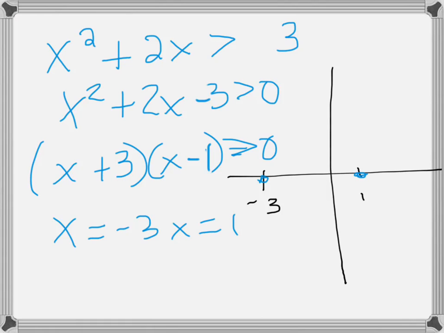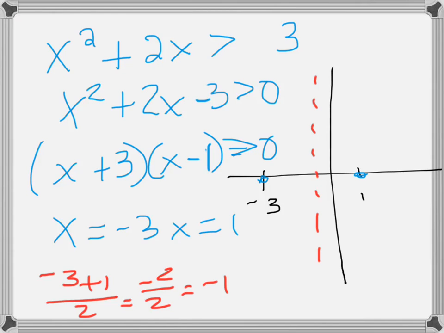We then plot these 2 points on the graph, negative 3 and positive 1, our 2 zeros, and then what we're going to do now is find the axis of symmetry. We do this by adding our 2 points together, negative 3 plus 1 divided by 2, which gives us negative 2 over 2, which gives us negative 1. So our vertex will be located on the axis of symmetry at x equals negative 1.